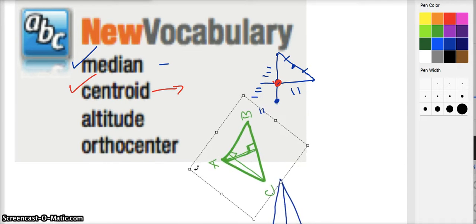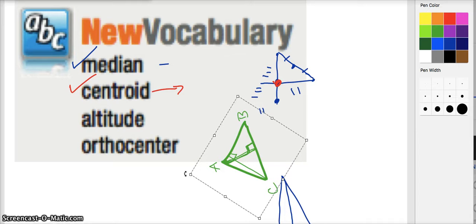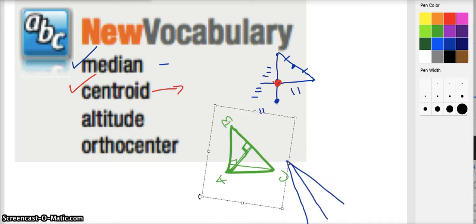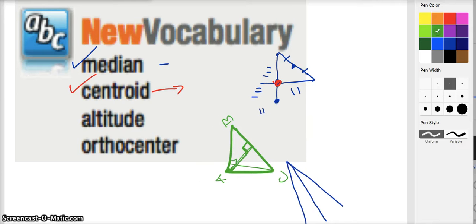When I do the altitude from B to AC, I need to keep it flat, and then I'm going to drop a perpendicular straight down. This doesn't look great, but what I want to show is that a triangle has three altitudes, and the intersection of those, the concurrent point, is going to be the orthocenter. So the orthocenter is where all of the altitudes meet.